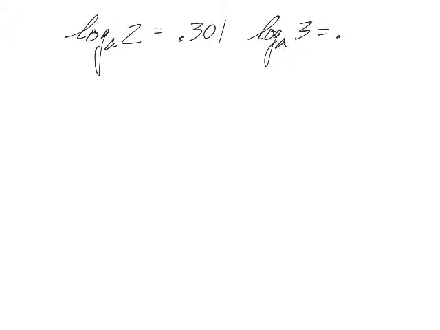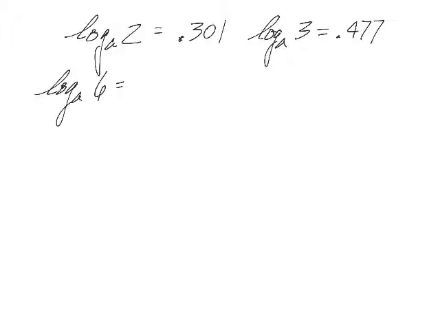They give you the log base a of 2, and they tell you what it is. It's going to be 0.301. They also give you log base a of 3, and they tell you that that is 0.477. They give that to you because in the problem they give you something like log a of 6, and they want to know the answer to that.